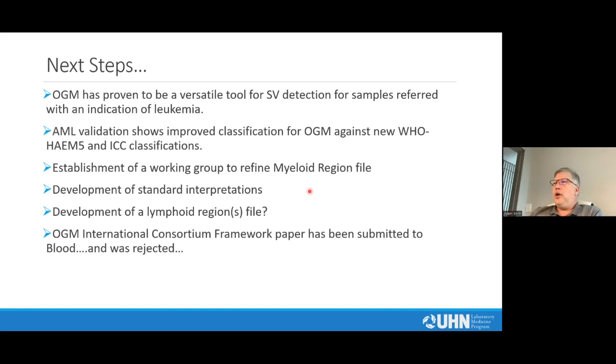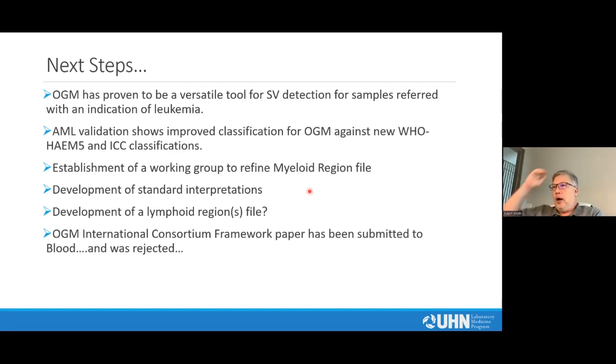What I think we really need to do is get a working group together nationally to talk about the myeloid region file. Maybe each lab should elect somebody to sit on a working group, so as to not make the working group too large. Ideally, I'd like to distribute our myeloid file out to all of the labs and have everybody have their input, if you think there should be additional regions and how we annotate them, and then work on development of standard interpretations for everything.